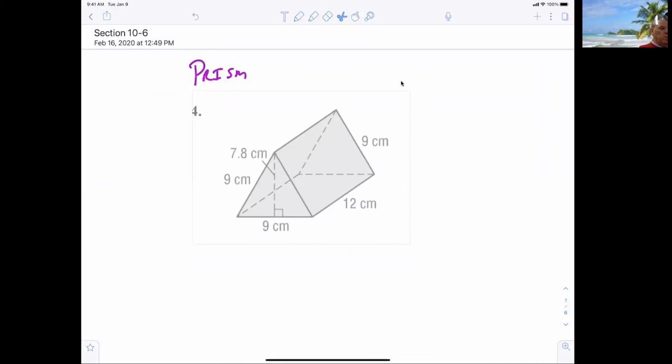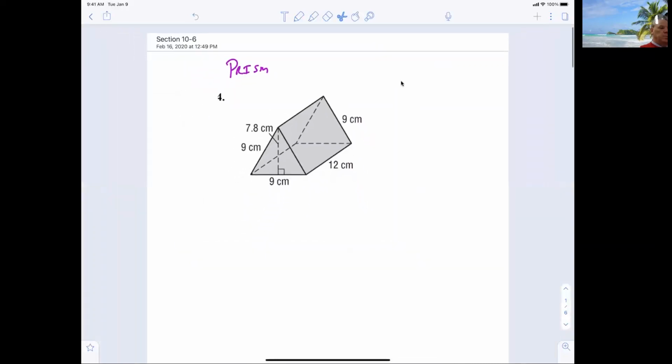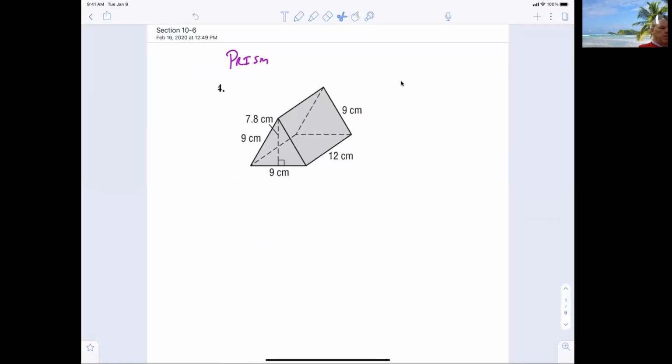Somebody tell me why that's called a prism. Because it looks like a prism. Thank you. That's what I'm asking you. It is a triangular prism. Thank you very much. That's why I like this one to start out with.